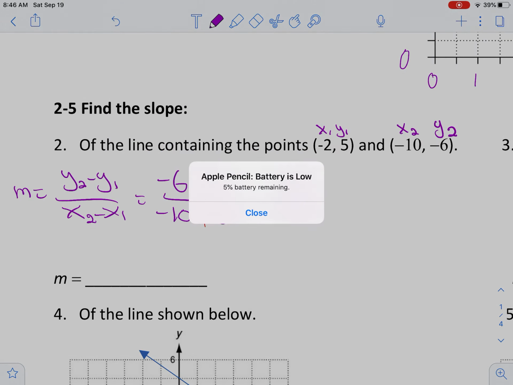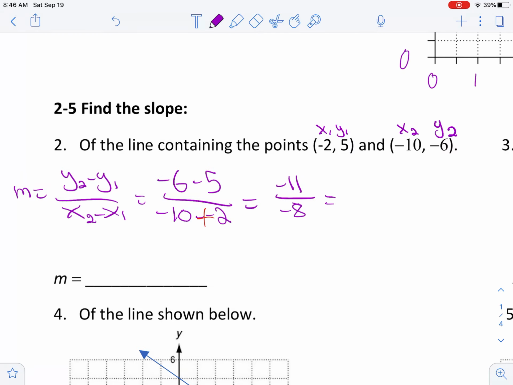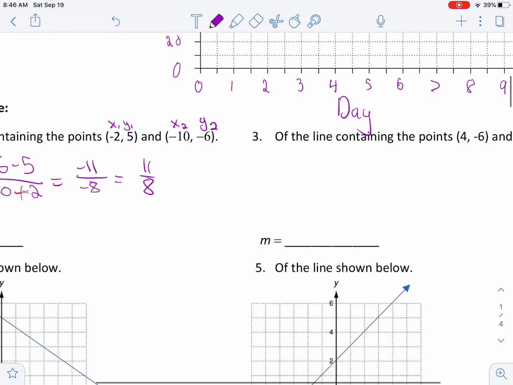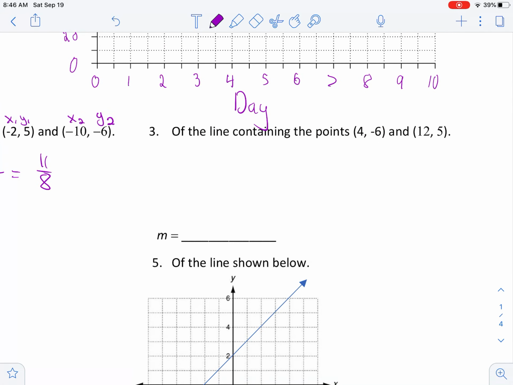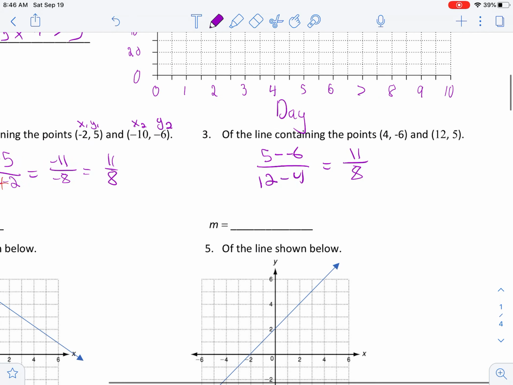All right. So I've got 11/8 as my slope. All right. Same process here. I'll take y minus y over x minus x. And we get 11/8 again. Unbelievable. 2 different sets of points, same slope.